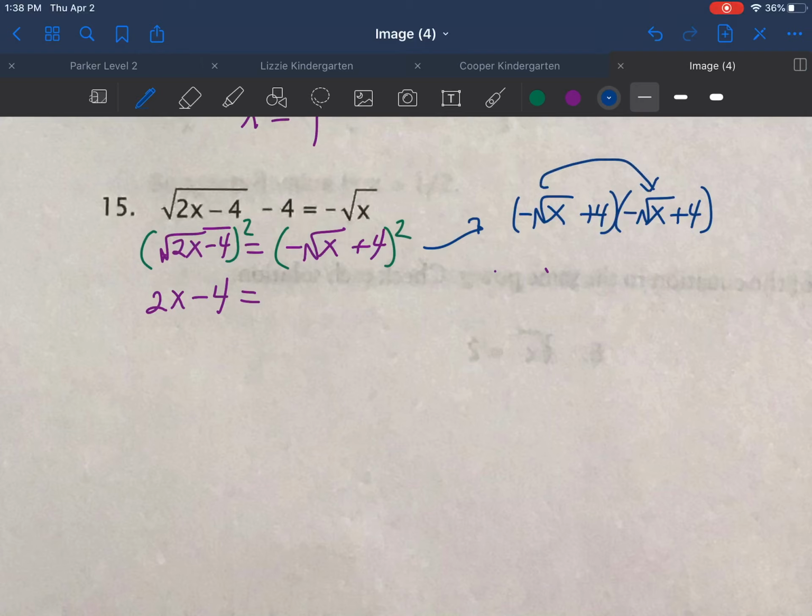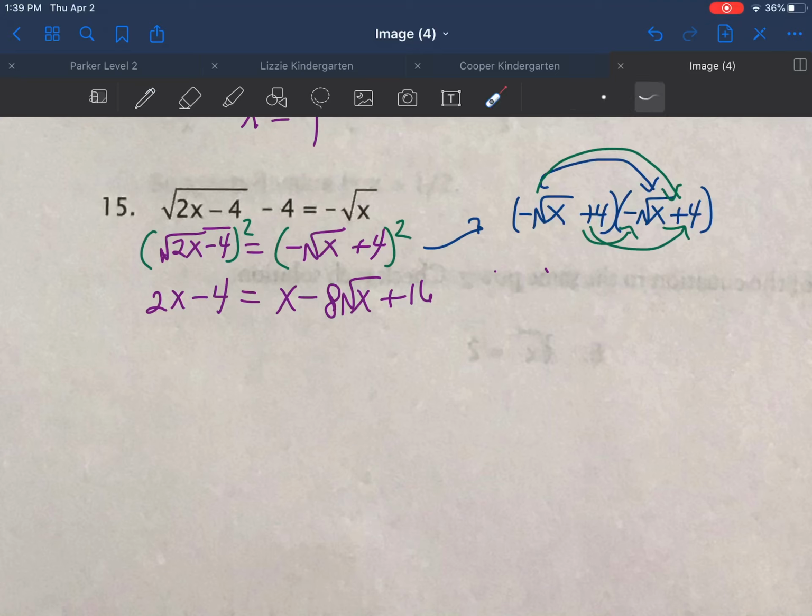Negative root x times negative root x. Negative times negative is a positive. Square root of x times square root of x is just plain x. Okay, so then we've got negative square root of x times 4, which would be negative 4 root x, plus 4 times negative root x. So we've got minus 4 root x minus 4 root x, which would be minus 8 square root of x. Okay, and then we've got 4 times 4, which would be plus 16.